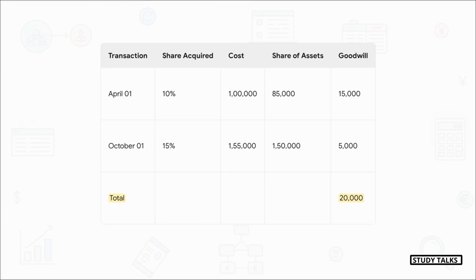So, how do you handle the calculation? Here's the golden rule. You calculate the goodwill for each purchase separately at the time of each purchase. So for that first 10% chunk you bought on April 1st, you do one goodwill calculation. Then when you buy the next 15% on October 1st, you do a completely separate goodwill calculation for that chunk. Your total goodwill for the CFS is then just the sum of the two.